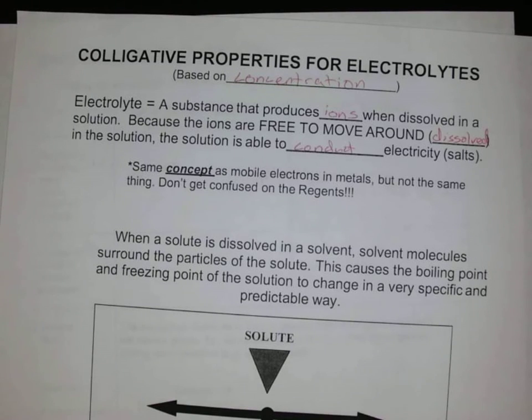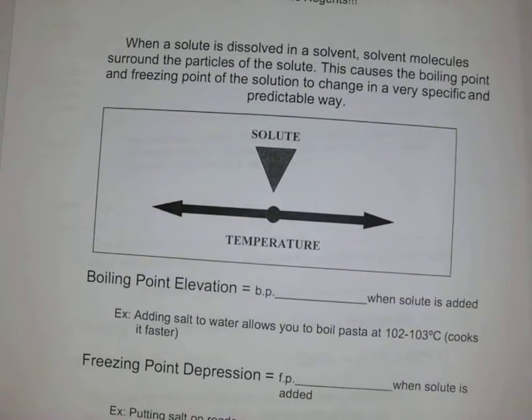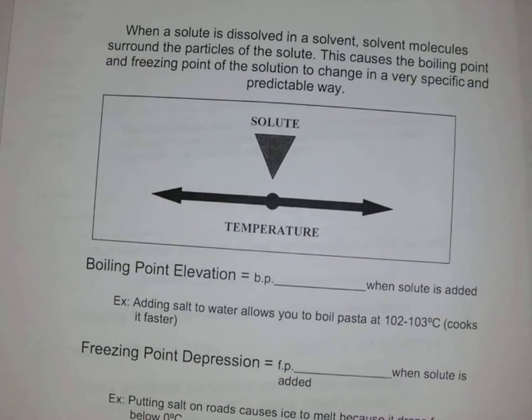So what actually happens? We take a solute and dissolve it in a solvent. The solvent molecules have to surround the particles of solute, so it's going to pull the solute apart. It's going to cause our boiling point and freezing point to change. So let's think about our water boiling. Water normally boils at 100 Celsius.